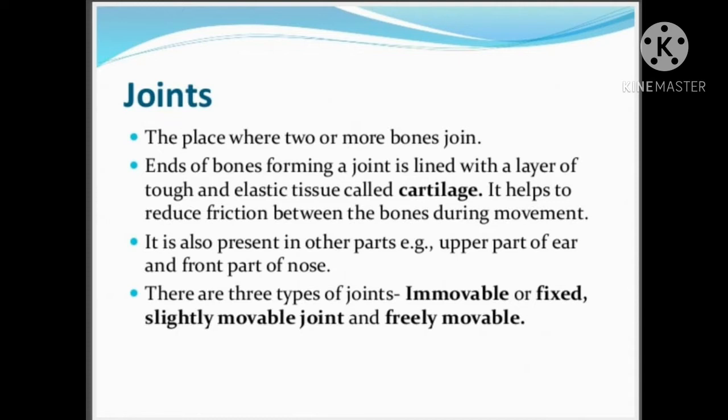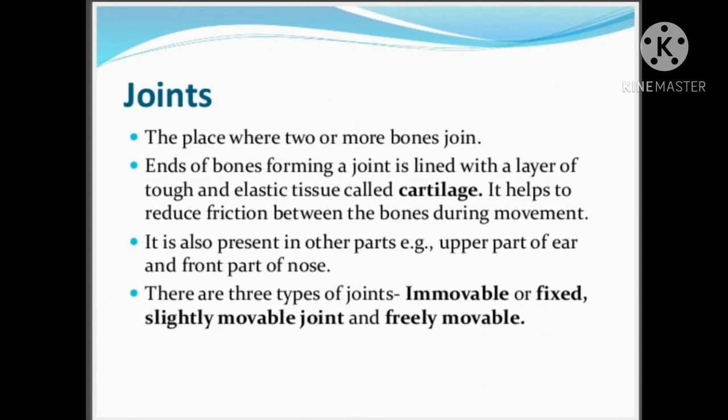Ends of the bones forming a joint are lined with a layer of tough and elastic tissue called cartilage, and it helps to reduce friction between the bones during movement. Cartilage is also present in other parts, for example, the upper part of your ear and the front part of the nose.